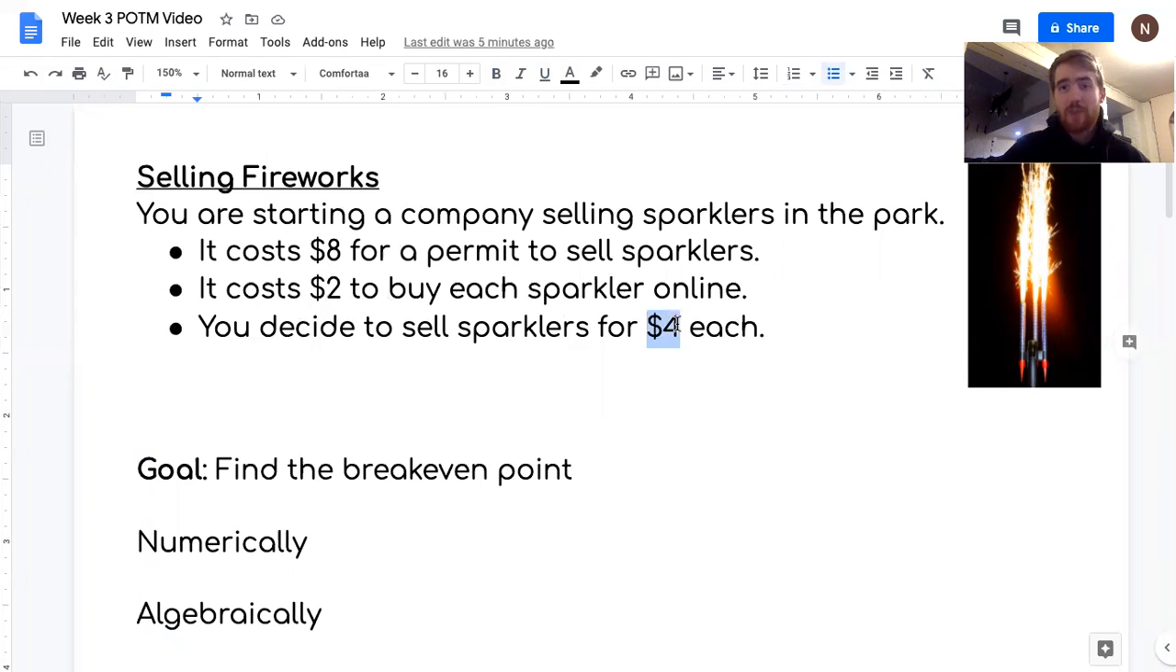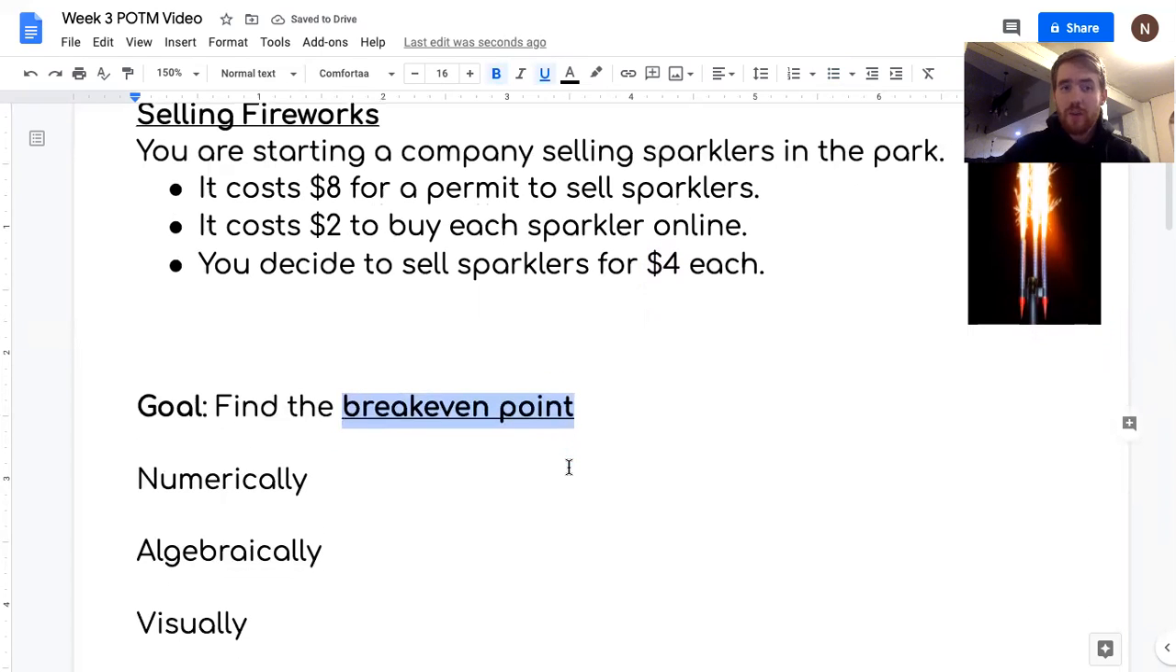Now, in the actual problem, you get to choose the price you sell the shirts for. But in this one, I'm telling you, you're selling them for $4 each. Your goal is to find the break-even point. It's the same goal we have in the problem of the month with the t-shirts. And we're going to look at 3 different ways of doing this: numerically, algebraically, and visually.